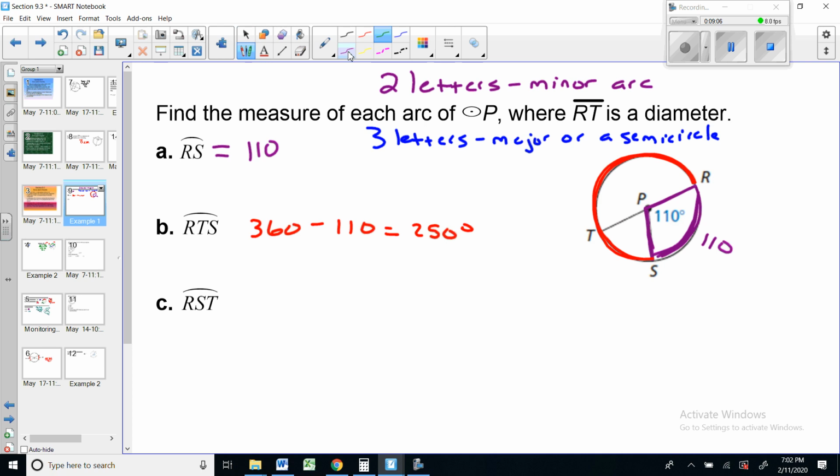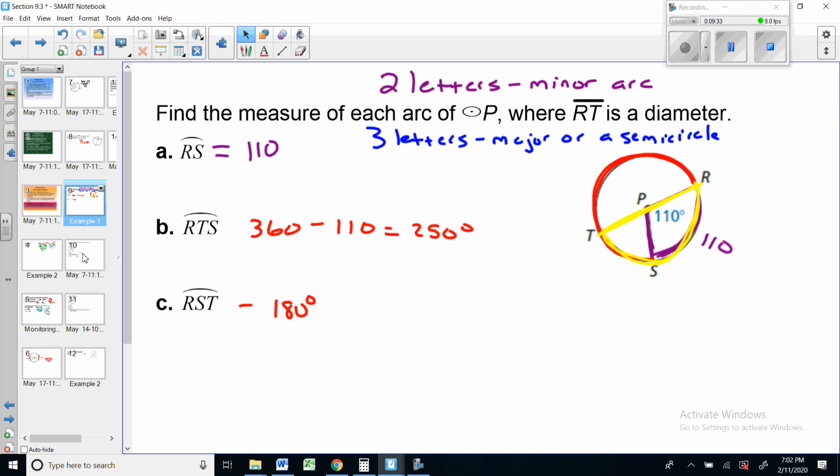On our last one, we're going to start at R, come through S and stop at T. Now, keep in mind that R to T is a diameter. So what does that tell us about the degree measure of our arc from R through S to T? It's a semicircle, so that's going to be 180 degrees. Your minor arcs are equal to the measure of the angles at the center of the circle, which is called the central angle.